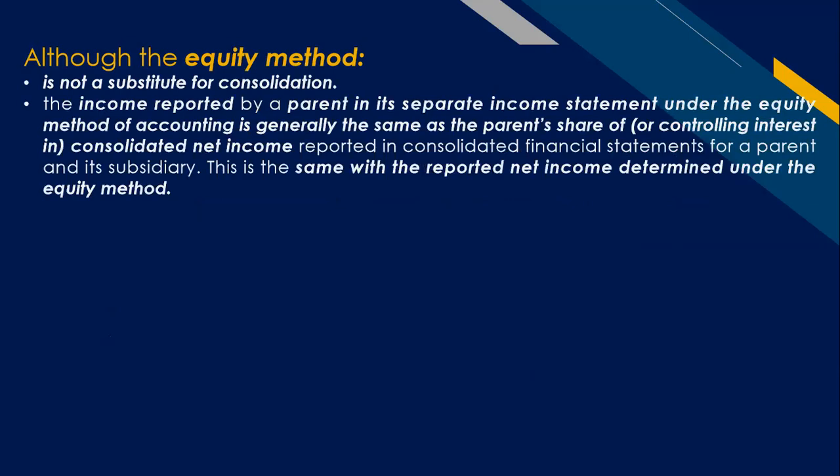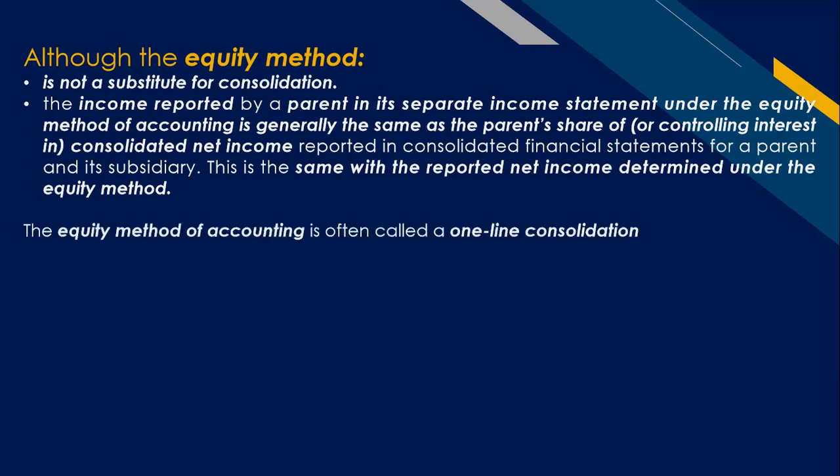the income reported by a parent in its separate income statement under the equity method of accounting is generally the same as the parent share of, or controlling interest in, consolidated net income reported in consolidated financial statements for a parent and its subsidiary. This is the same as the reported net income determined under the equity method.